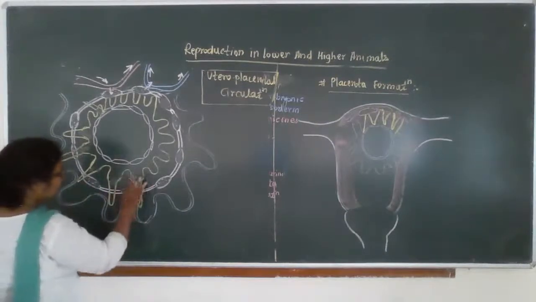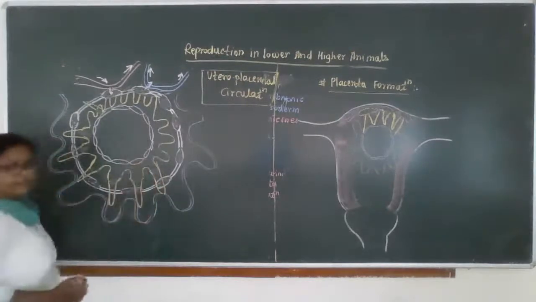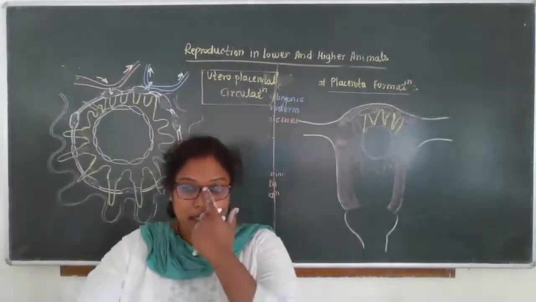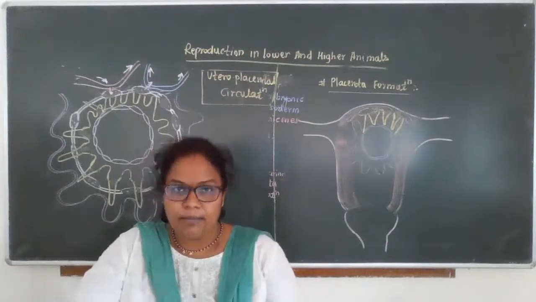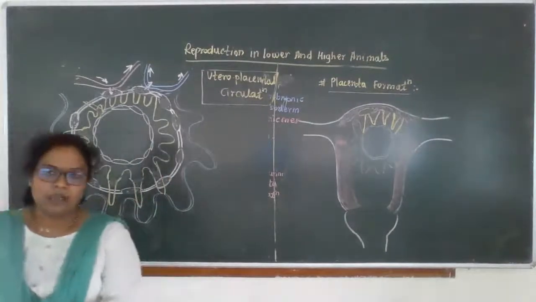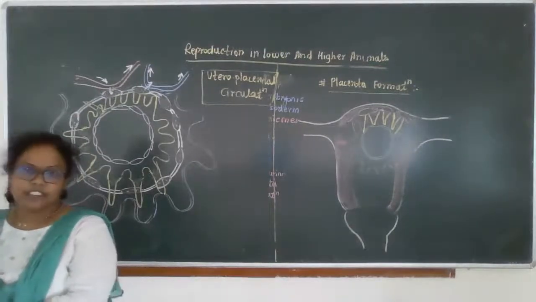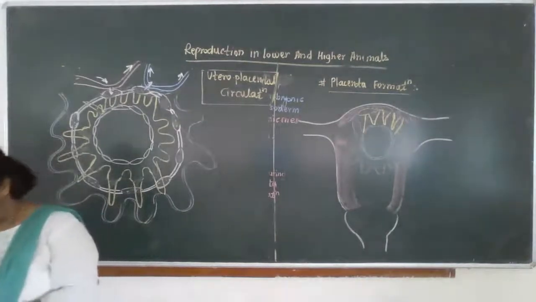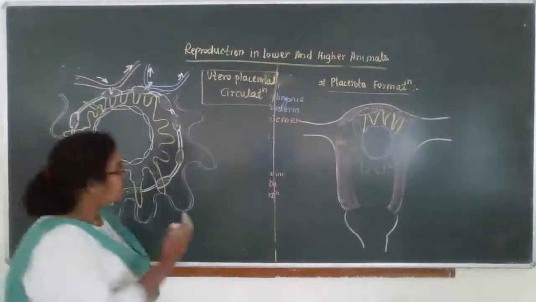This chorion is from the embryo, right? So this chorionic villus is a part of the embryonal placenta. There are two types of placenta: one is maternal placenta and one is embryonal placenta. The part of placenta which is derived from the embryo, from the chorion, is named the chorionic placenta. Chorionic placenta is the fetal placenta.